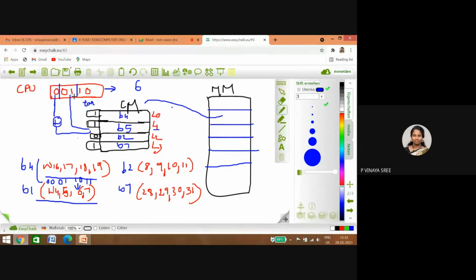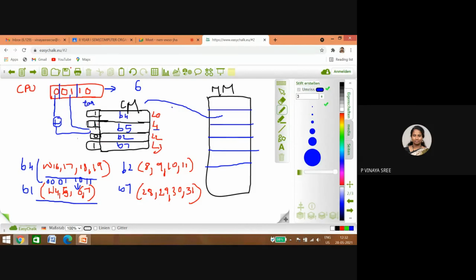Okay. So now it goes to line number 1, with 01 indicating line number 1. Directly it goes, it will not check all the lines as it is direct mapping. It goes directly to line number 1, and after going to line number 1, it checks the tag. So the tag in the processor we have as 0, but in this case we have a 1. That indicates it is a cache miss.